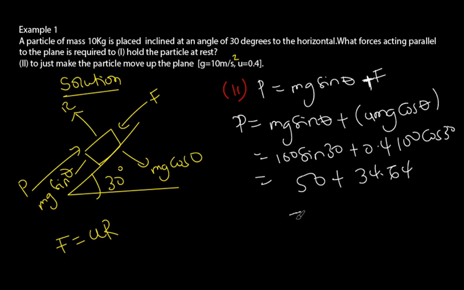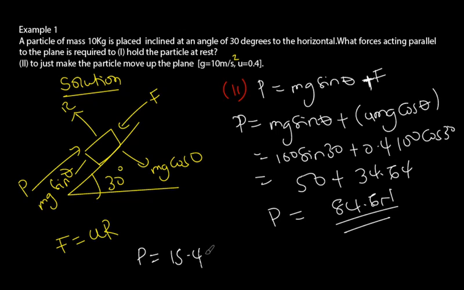So overall we will be getting 34.64... 84.6 newtons. So this is the force needed to move the particle up the plane. Now let's look at something. If this is the force needed to move the body up the plane, then in the first example we had our force to be what?